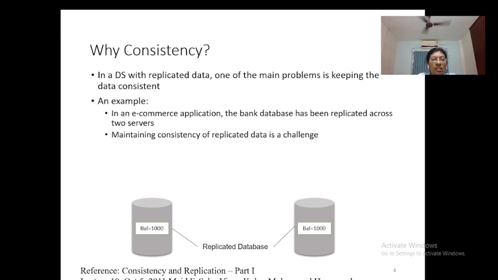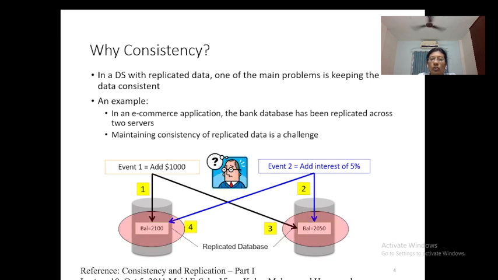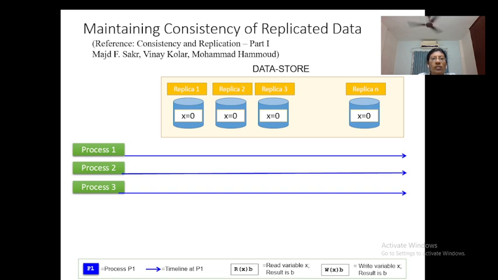2 replicated databases are shown here. Balance is 1000 in both the databases. Now just observe this. So now you can see that the balance in both the replicated databases is different. One is 2100 and the second one is 2050. Maintaining consistency of the replicated data.